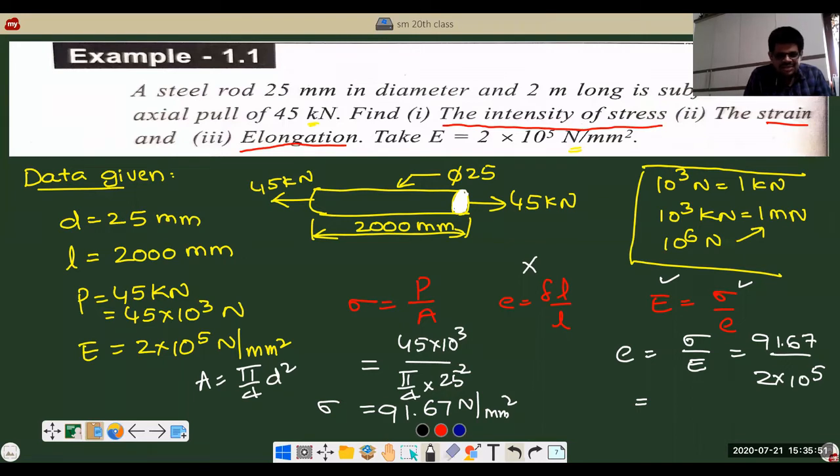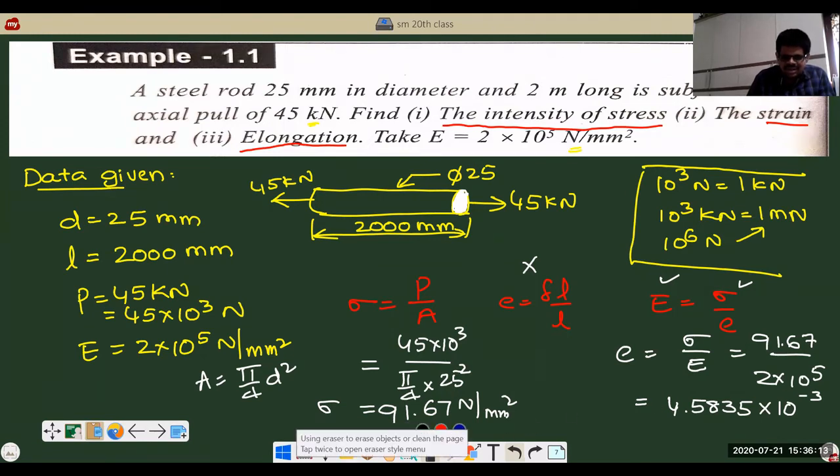See, you might have got this value as 4.5835, correct? But you might have got this also into 10 to the power of minus 3. Sorry, 4. In the calculator, you might have got this value also.